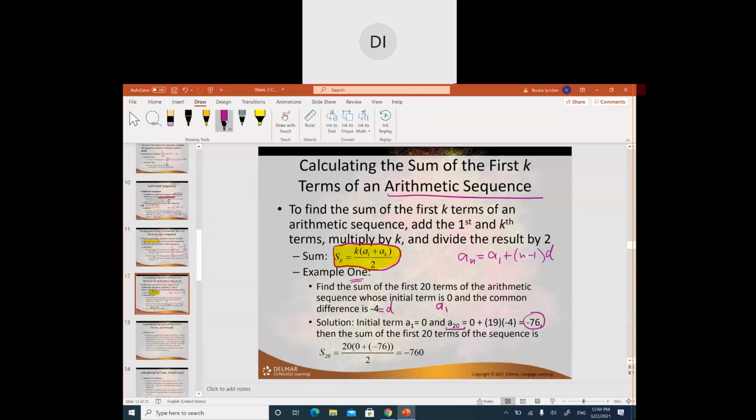And then you're going to add those two numbers, divide by 2 and multiply by N, which is 20. And this is your answer. Okay? Everybody understand that?